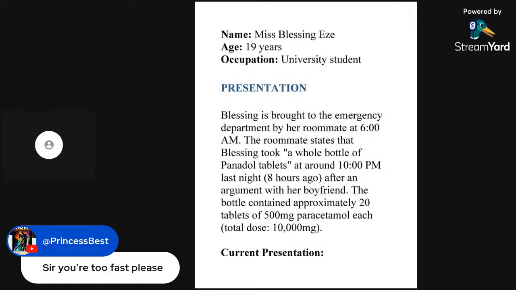The bottle contained approximately 20 tablets of paracetamol. Total dose, 10 grams.